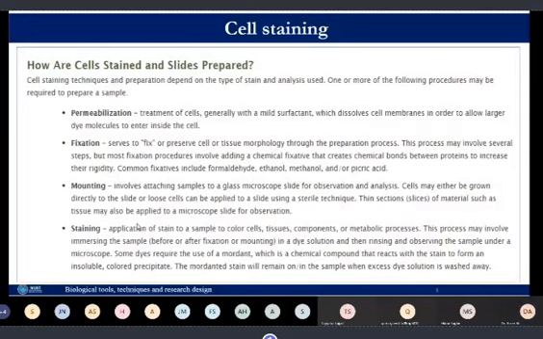Staining. Application of the stain to a sample to color the cells, tissues, components like mitochondria, nuclei, or metabolic processes. This process may involve immersing the sample in a dye solution and then rinsing and observing the sample under a microscope.